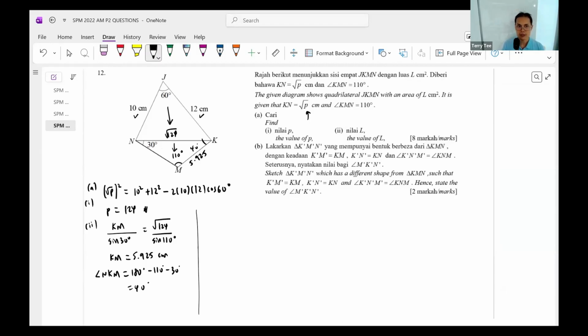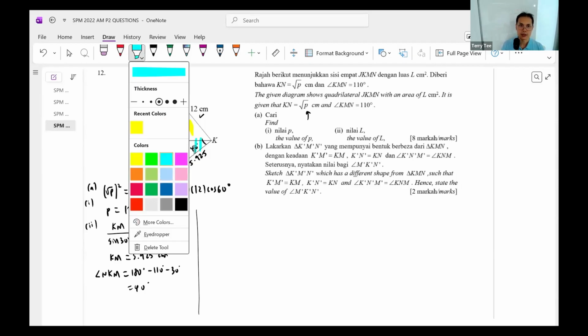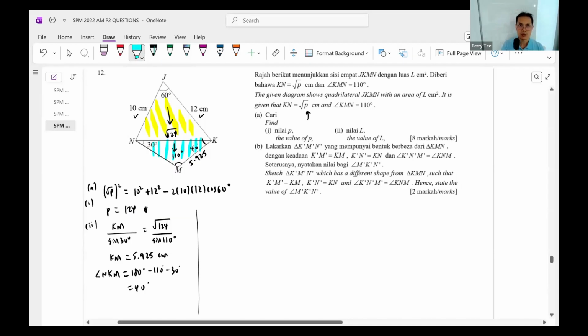So your area consists of two triangles. The first is the yellow one, the second is the blue one. For the yellow one, I'm going to use half AB sin C. You can use Heron's formula because I know the length of three sides already, but half AB sin C is a lot easier. Half times square root 124 times 5.925 times sine 40.